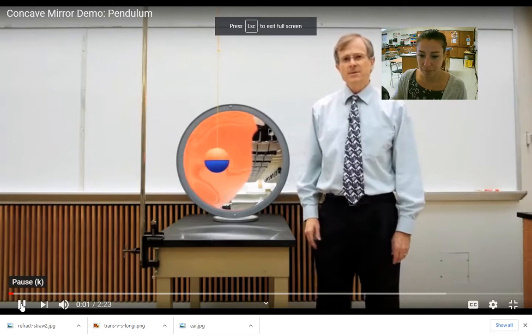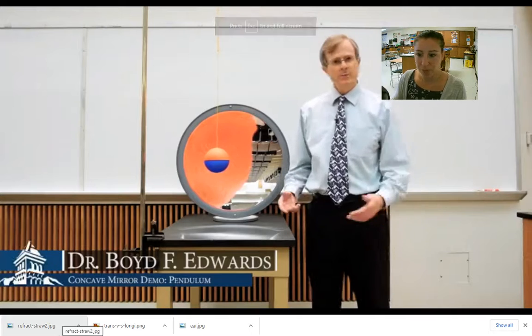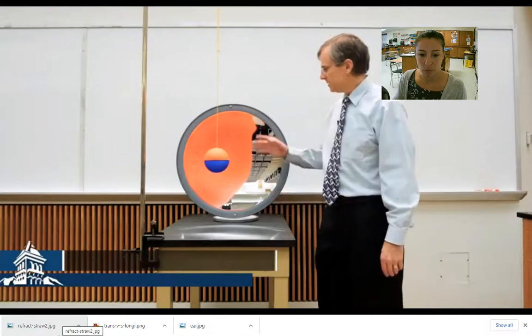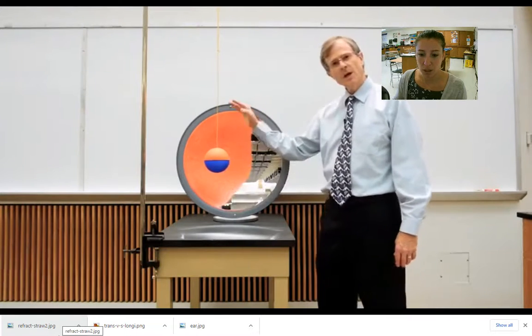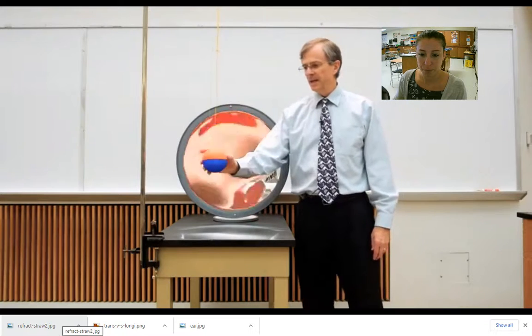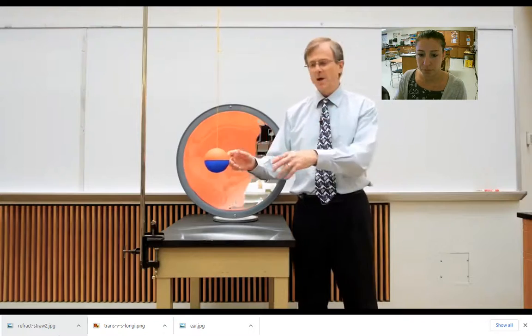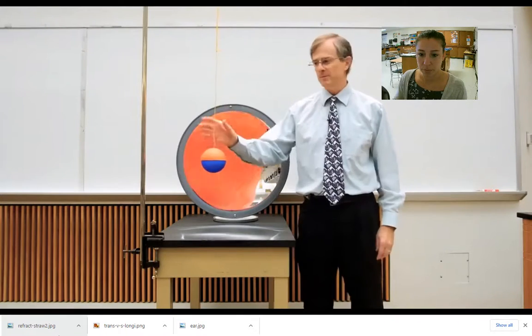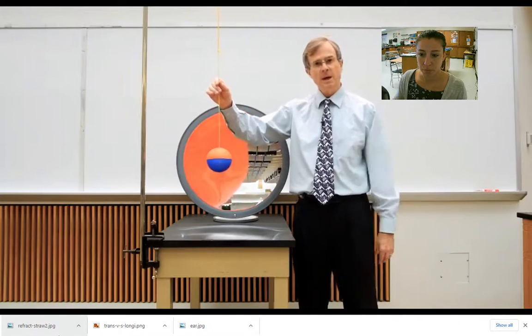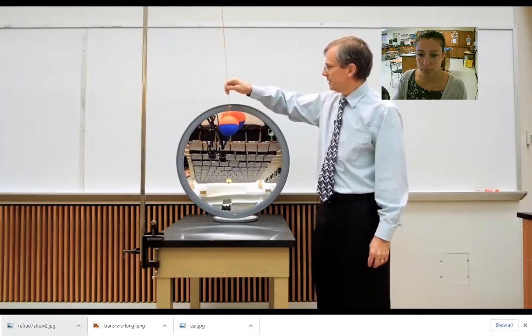This is a demonstration of the image formed by a concave mirror. This is a concave mirror, so it's hollow on the inside. I have this red and blue ball that I'm going to take an image of. The nice thing about this ball is it has a top side and a bottom side, and we'll be able to see when the image is upright and when it's inverted.